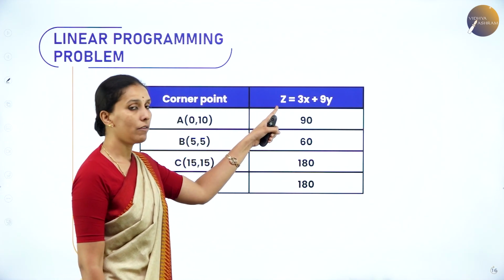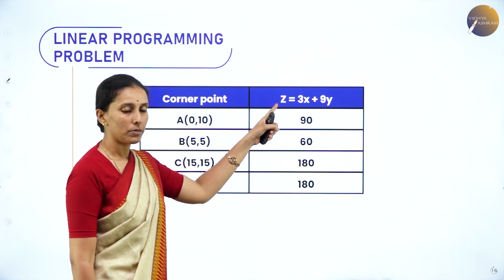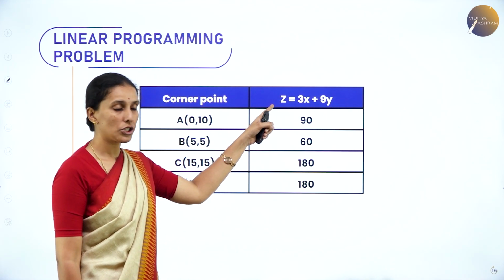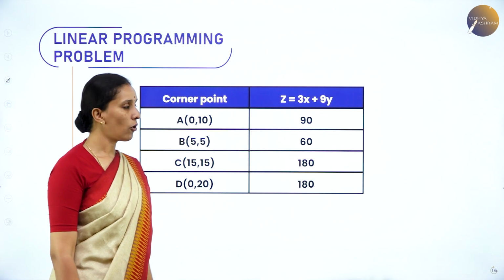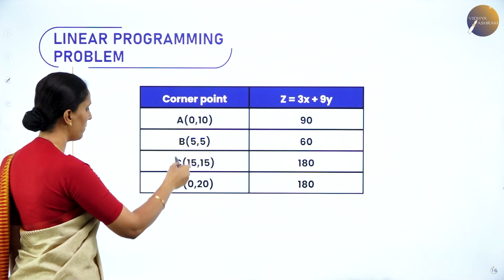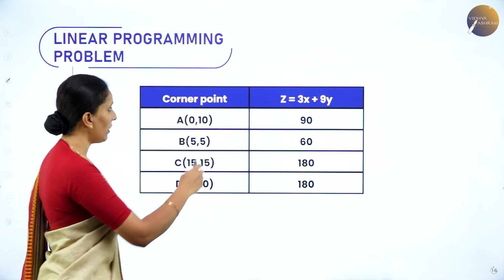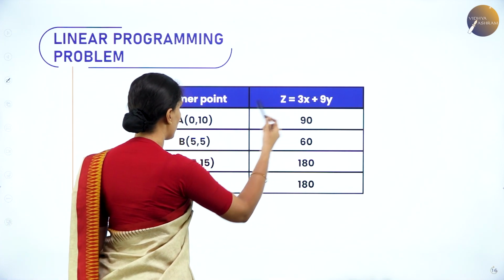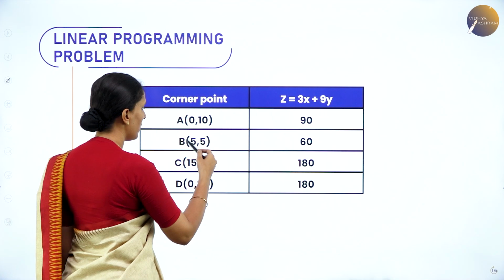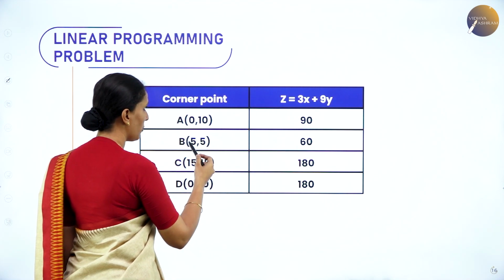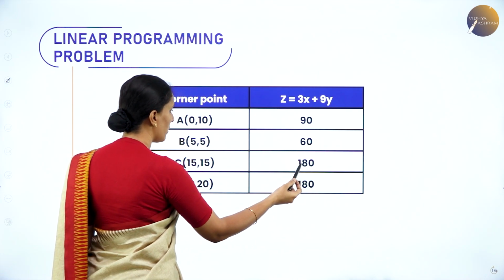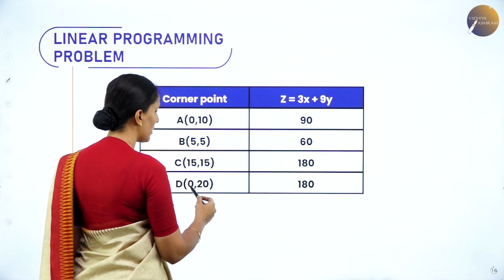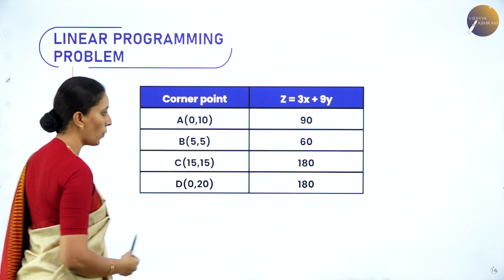Now once you find all the corner points, you are supposed to put them in the corner point table to solve the objective function z is equal to 3x plus 9y. We take the values of the respective x and y. Here we have 0, 10, which gives 90. When you put 5, 5, we get 60. When we get 15, 15, we get 180. When we get 0, 20, we get 180.